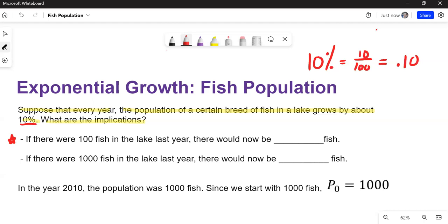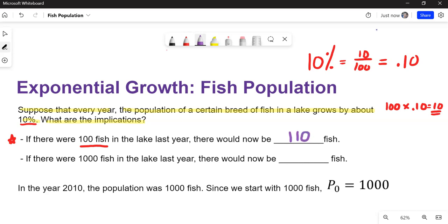We take that number and we just use it as a multiplier to add 10%. So if we take the 100 fish in the lake, we multiply that by 10%, we figure out there's 10 new fish added. So after 1 year, we would start with the 100 fish, right? And then we would add the 10 in, we get 110 total fish.